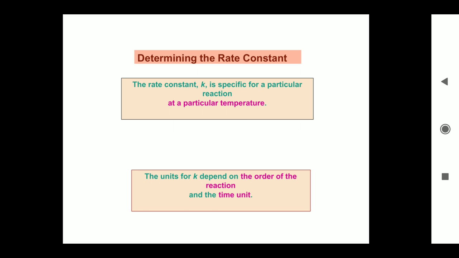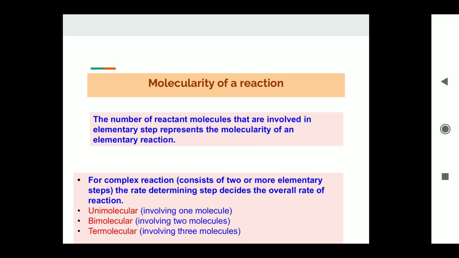Now determining the rate constant. The rate constant k is specific for a particular reaction at a particular temperature. The unit for k depends on the order of the reaction and the time unit. Now see the molecularity of a reaction. It is defined as the number of reactant molecules involved in an elementary step, which represents the molecularity of an elementary reaction. Elementary reaction means a reaction that is completed in a single step. Complex reactions consist of two or more elementary steps. For complex reactions, the rate determining step decides the overall rate of reaction.